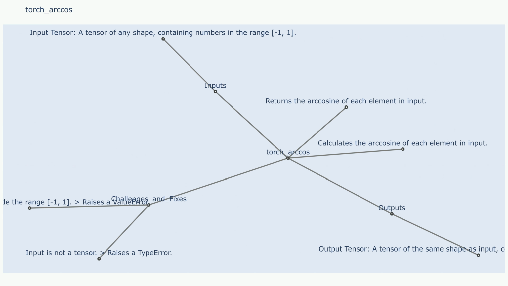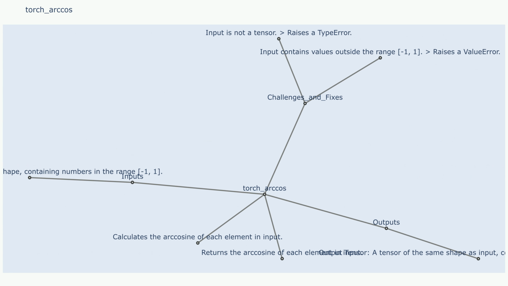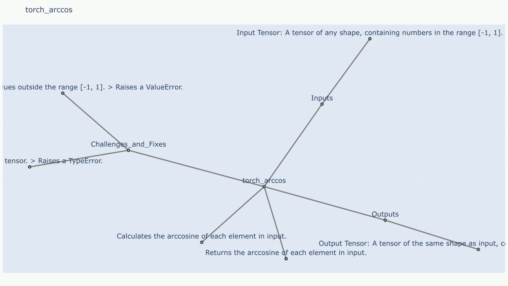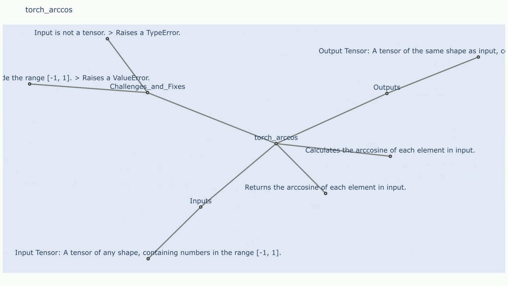Steps. Step 1: for each element in the input tensor, the function calculates the angle in radians whose cosine is equal to the element's value. Step 2: the function returns a new tensor with the same size as the input tensor, containing the calculated angles in radians. Challenges and fixes.